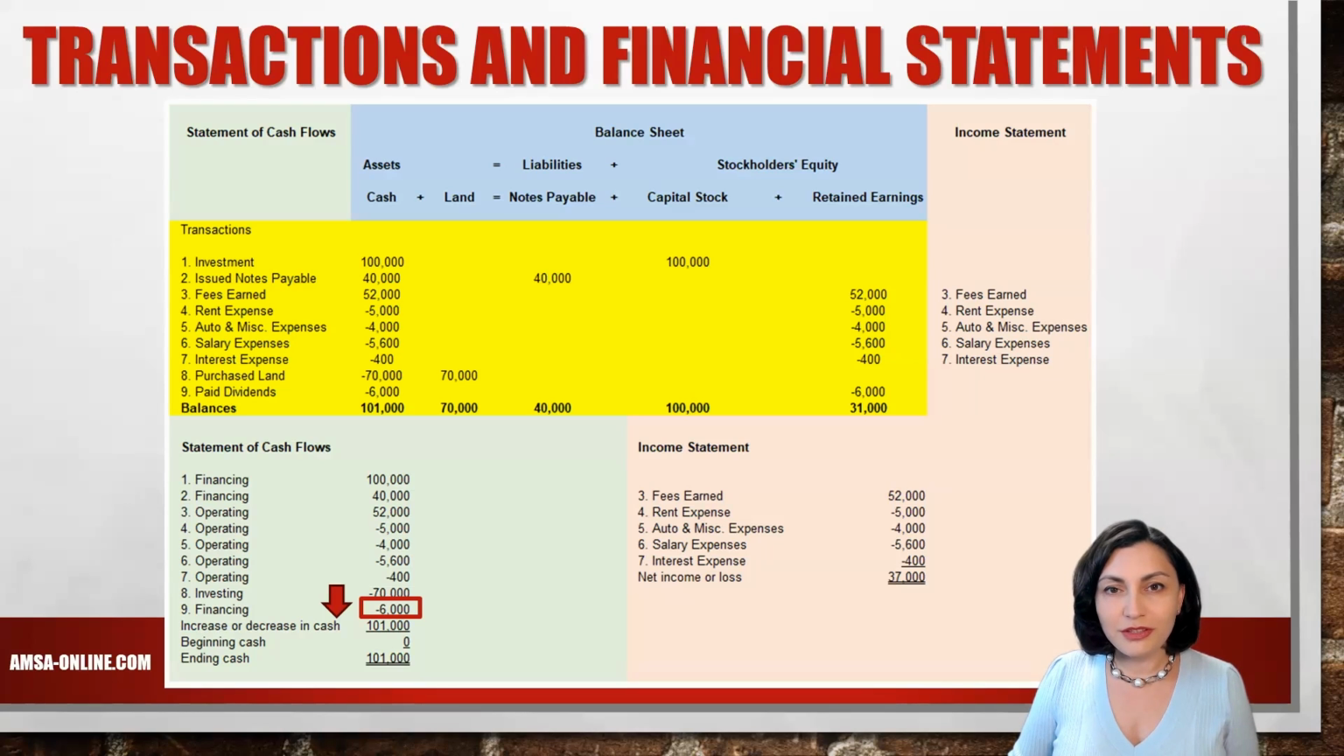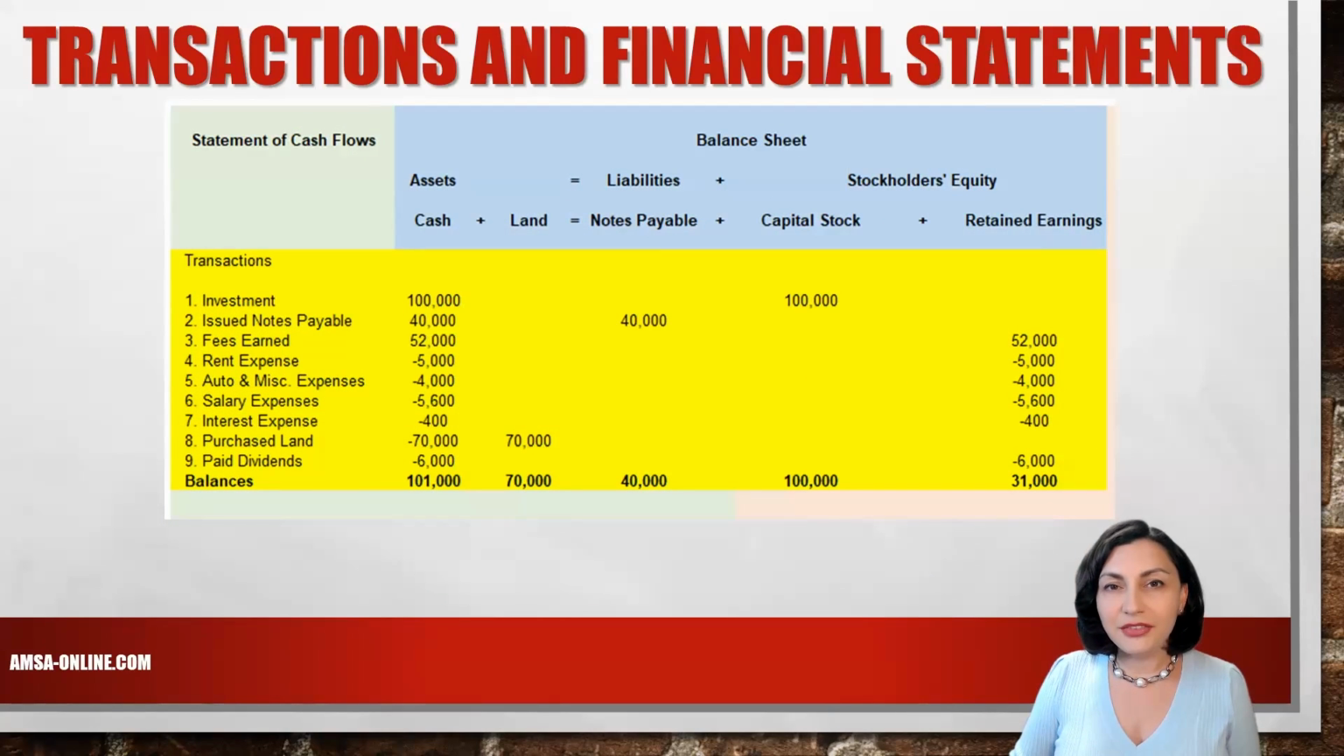The payment of dividends decreases cash from financing activities by $6,000 under the Statement of Cash Flows column. Under the Balance Sheet column, cash and retained earnings are decreased by $6,000. After this transaction, the ending balance of cash is $101,000, and the ending balance of retained earnings is $31,000. The balances of land, notes payable, and capital stock remain the same. This transaction doesn't have any effect on the income statement.